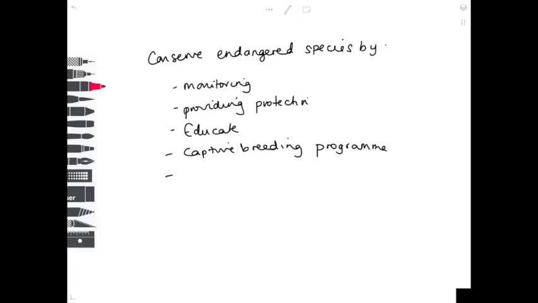And if we're talking about saving plants, we have seed banks where we store large numbers of plant seed for growth at a later time. Another definition you need to be aware of is sustainable development.